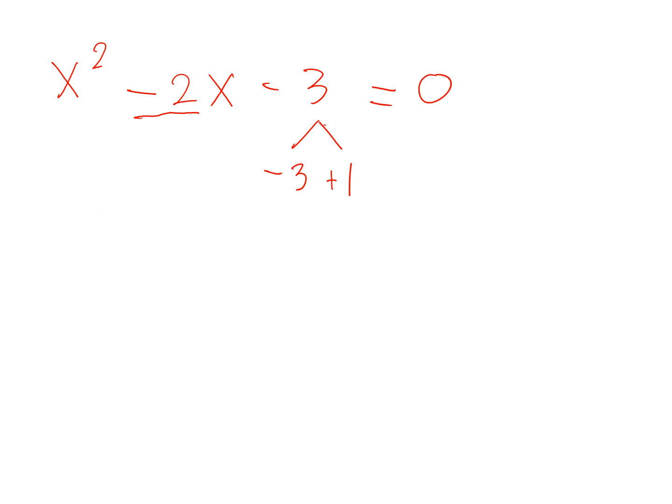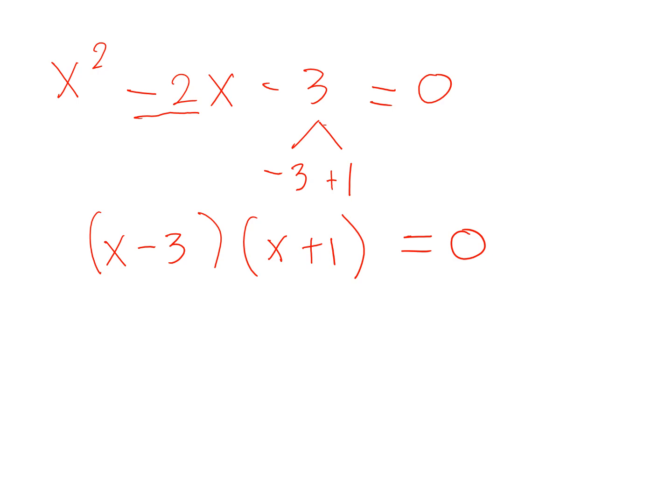Okay, then the two factors are x minus 3, x plus 1 equals 0. So this is now the quadratic equation in factored form.